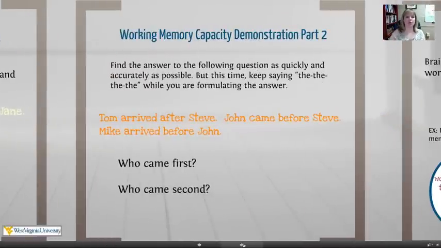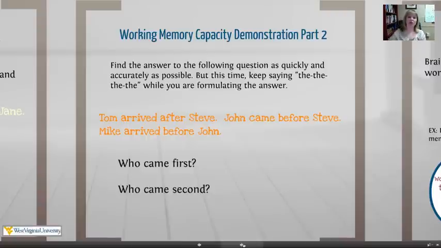This isn't the same people arriving. They're different people. So I want you to do the same thing with this sentence about Tom and Steve and John and find the answer to the following question as quickly and accurately as possible. But this time, the whole time you're thinking about it, I want you to say the, while you're coming up with the answer. Okay, you're probably finding this a lot more difficult to do.